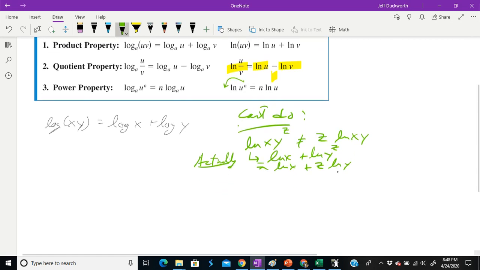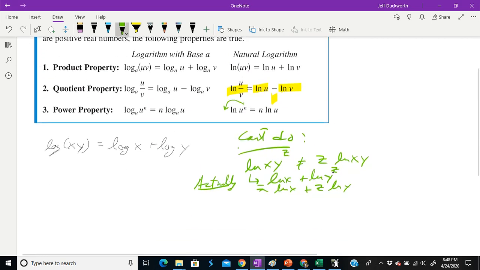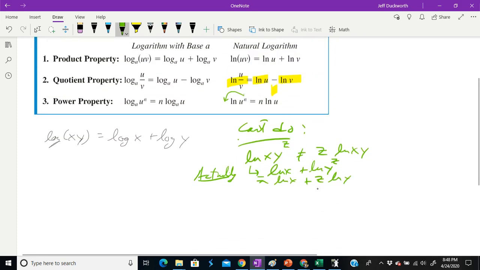Let's do a couple from the book. All right, so they want us to break apart these logarithms. So number 7 on page 383. We're just given ln of 7x, and we're asked to break it apart. So we're going to use the product property. That equals ln of 7 plus ln of x. And that's it.